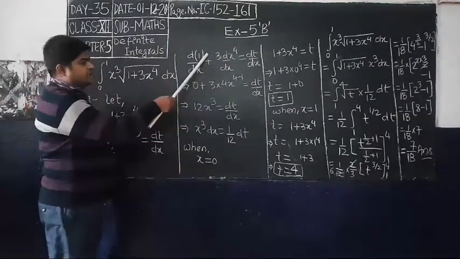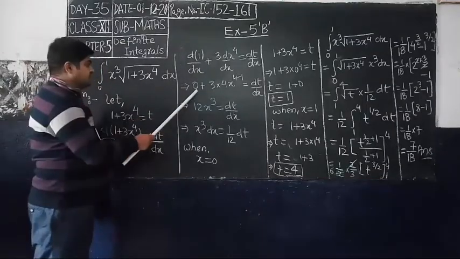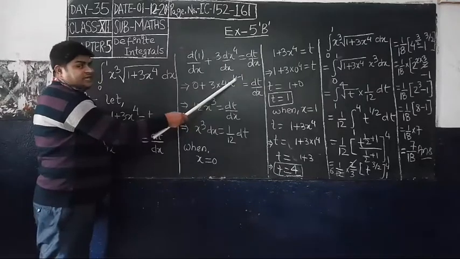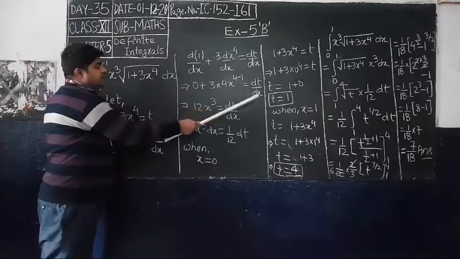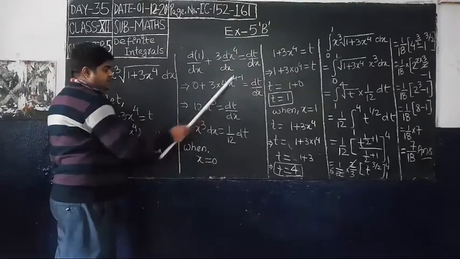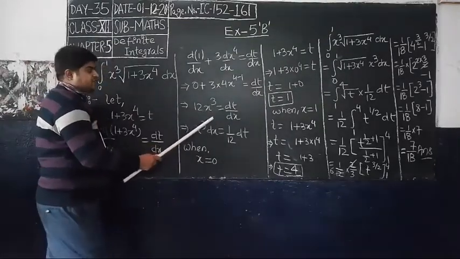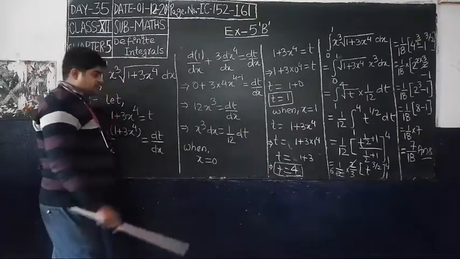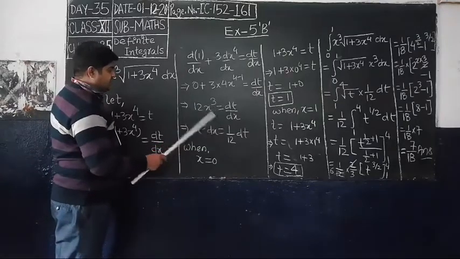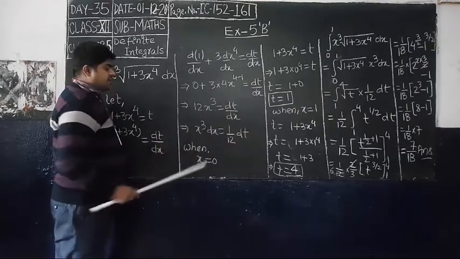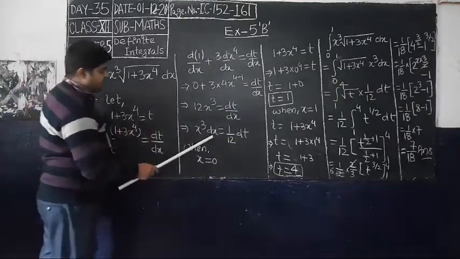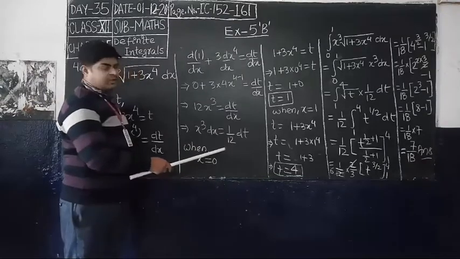Now you know the first derivative of a constant term is 0, plus 3 into 4x to the power 4 minus 1 is equal to dt by dx. 4 times 3 is 12, x to the power 4 minus 1, that is 12x to the power 3, is equal to dt by dx. This becomes x to the power 3 dx is equal to 1 by 12 dt. That means you will separate the term x cube dx like this, x cube dx is equal to 1 by 12 dt.